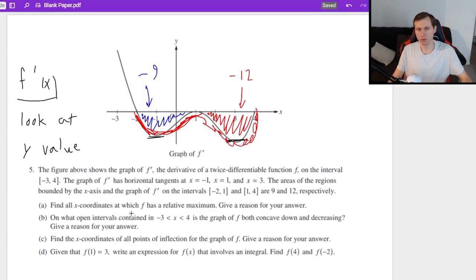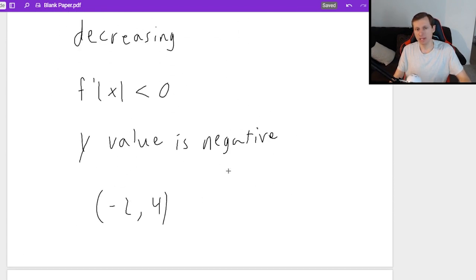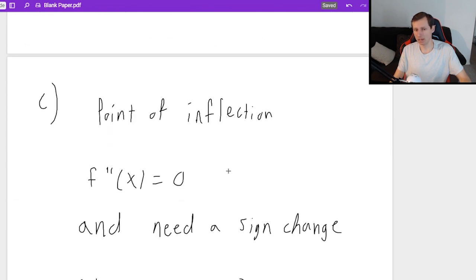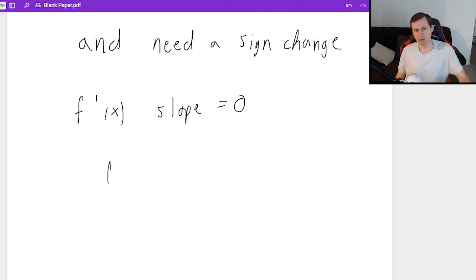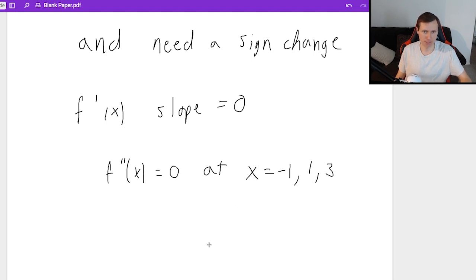Scrolling back up to my graph and erasing a lot of my lines here again. We already said where the slope is 0. It's here at -1, here at +1, and here at +3. So those are my, not points of inflection, but the points that could be the points of inflection. So f double prime of x equals 0 at x equals -1, +1, and 3. Then I make a number line here on it, -1, +1, and +3.